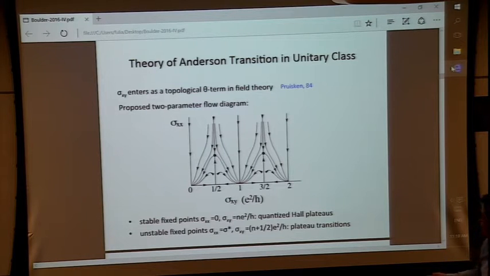And one of the consequences of this flow diagram, again, this is more just based on physical arguments, but it also matches with mathematics, as I'll describe later. Anyway, the stable fixed points correspond to where the sigma xx vanishes, but sigma xy becomes quantized into integer multiples of e squared over h. So this describes the quantum Hall plateaus, the quantum Hall effect. And it also says, when the Hall conductance is 1/2 e squared over h, you have an unstable fixed point at the quantum Hall plateau transition, at the critical point.